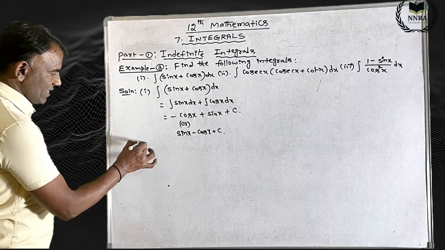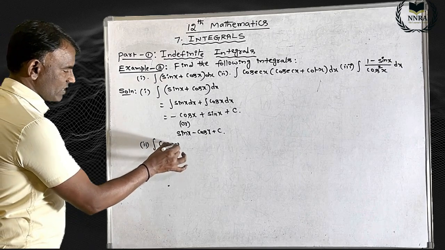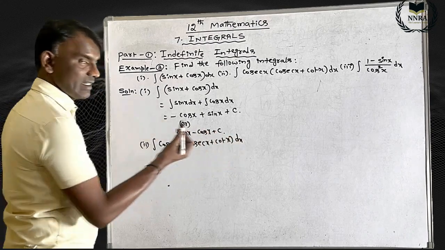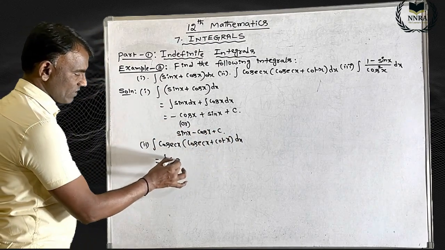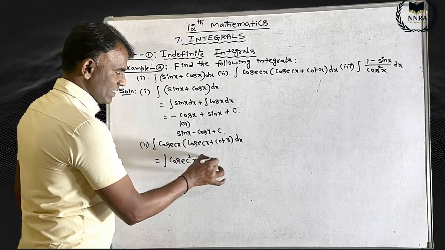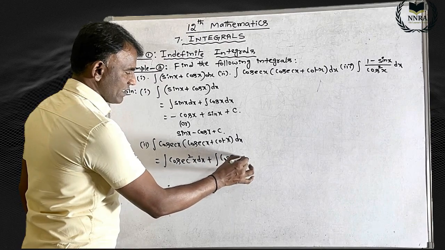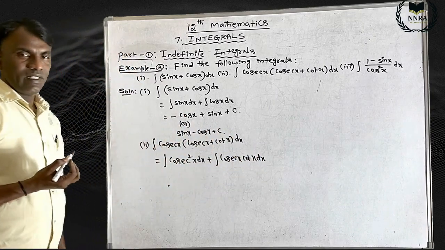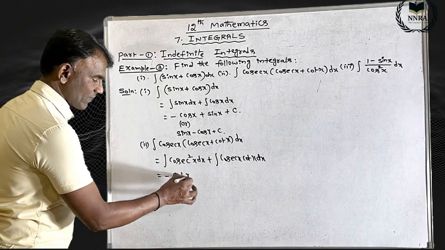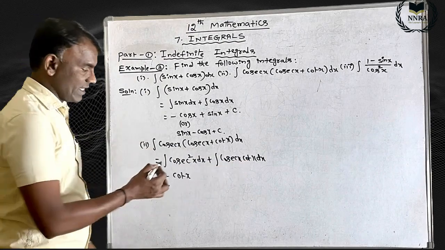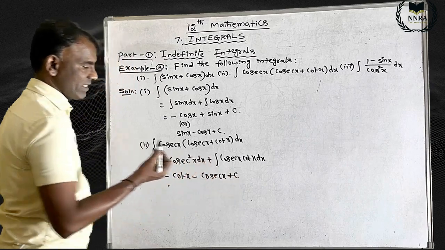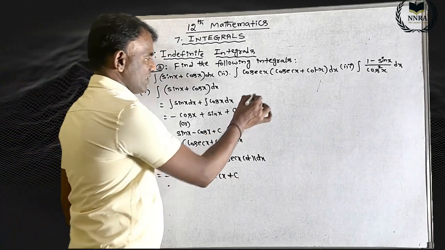And coming to the second question, what is the given value? Cosecant x times (cosecant x plus cot x) dx, right? What is the first term here? Integral of cosecant x into cosecant x, meaning cosecant square x dx, right? And the second one can be written as cosecant x into cot x dx. Now the integral of cosecant square x dx can be written as minus cot x. So this is also a standard formula. And the integral of cosecant x cot x dx can be written as minus cosecant x. So this is also a standard formula. Then constant c.